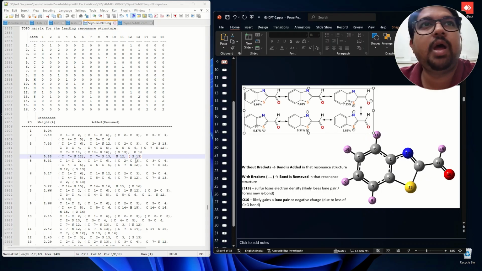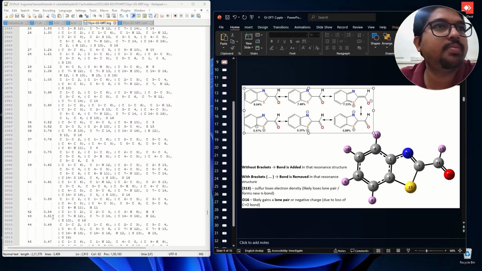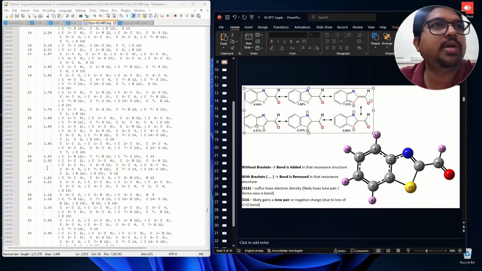Now you have nitrogen without bracket, meaning there will be a negative charge on nitrogen. Sulfur as 13 in a bracket means there will be a positive charge on sulfur. Fine. So like that, based on this topometrics and this added and removed contribution of bonds, we can design the resonating structure. So like that you can see there are several resonating structures possible here, and the contributions are decreasing.